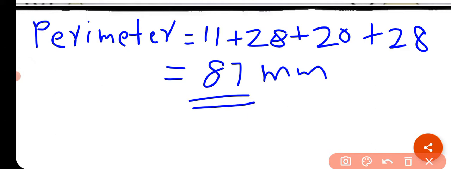Okay. So children, first we have to find the length of each side using the scale. We will get the length in centimeter. Now you should change each length into millimeter, multiply by 10 because 1 centimeter is equal to 10 millimeter. Then add the lengths. Okay, that is perimeter of the shape. Let me explain few more examples.